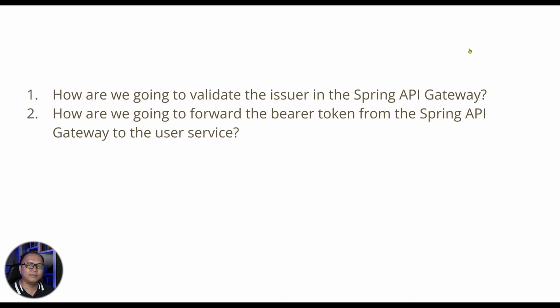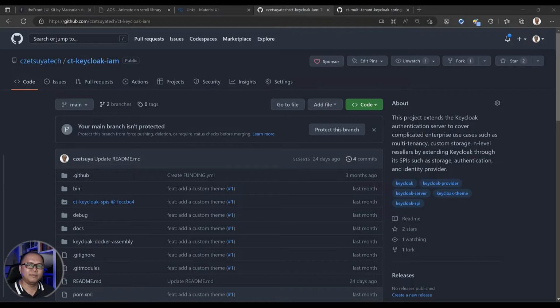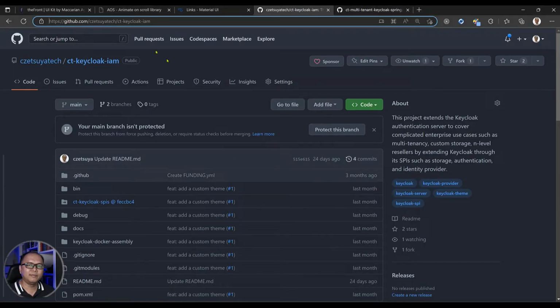Before we proceed, let's discuss the components that we have in our architecture diagram. Keycloak is an open source identity and access management platform. It provides out-of-the-box features such as authentication and authorization. For this exercise, we will use a custom Keycloak server from GitHub at CZETSUYATECH CT Keycloak IAM. This project downloads a specific version of Keycloak server and builds customizations such as theme, provider, and realm.